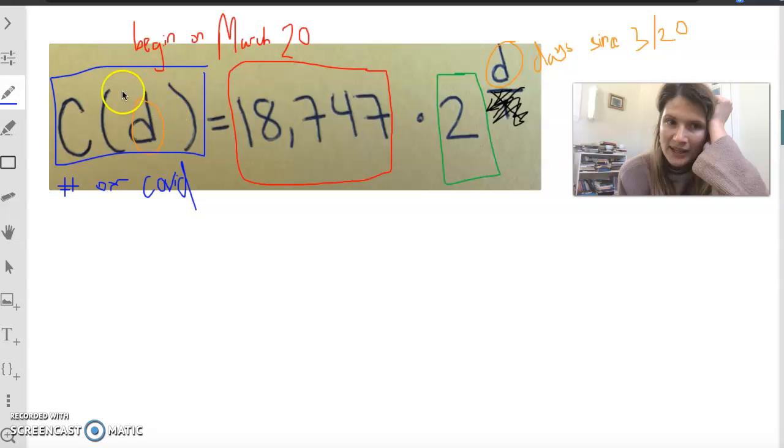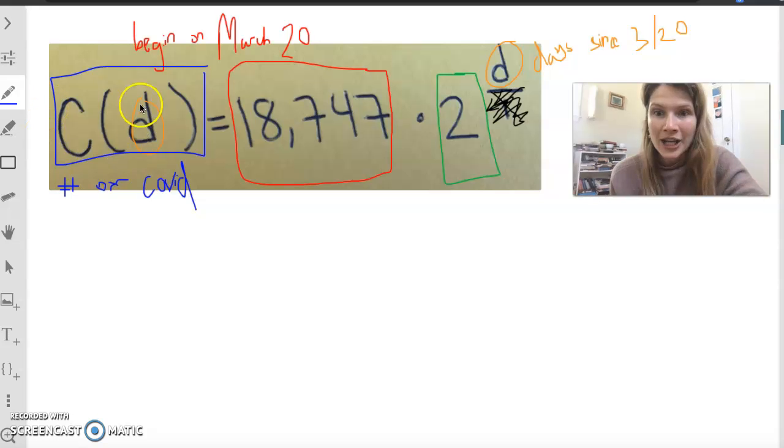I'm either going to be plugging in something on the left side of the equation or plugging in something for the variable, plugging in for D. Because I know how many days it's been since March 20th, I'm going to be plugging in a number for D. And then as my answer, I'm going to get out the number of COVID cases. So the number of COVID cases is like my unknown. It's what I'm trying to figure out. And the number I'm going to plug in is the April 14th because that's what I know.